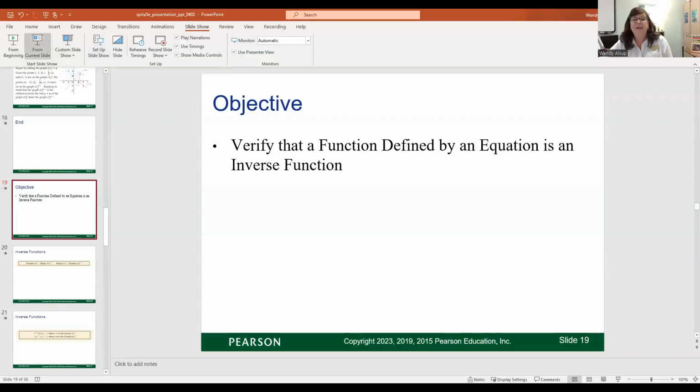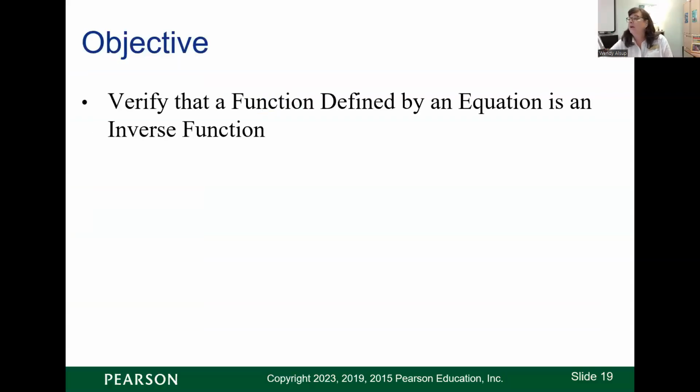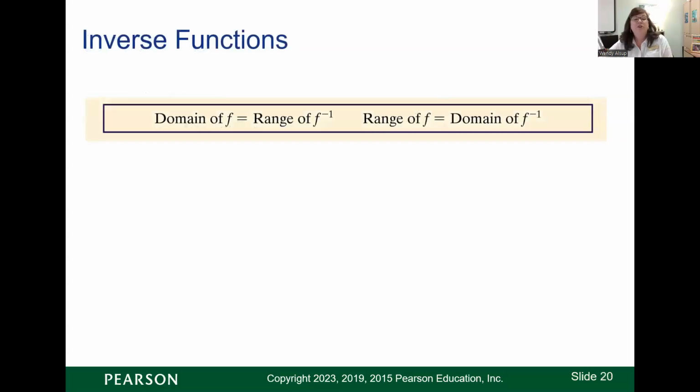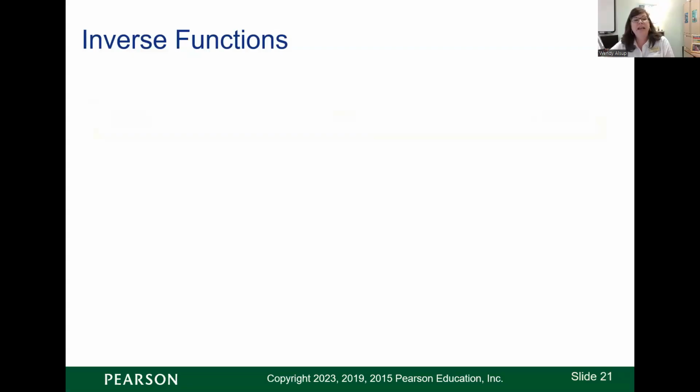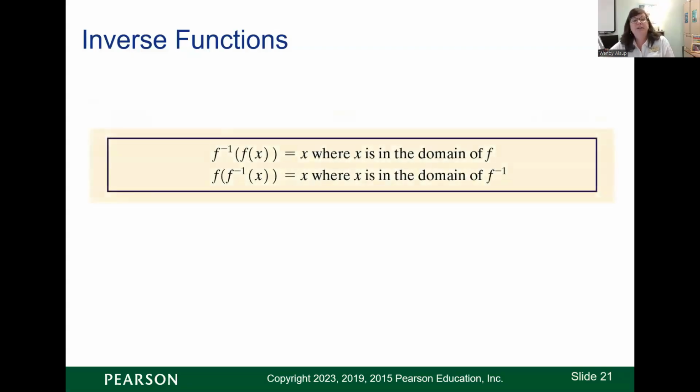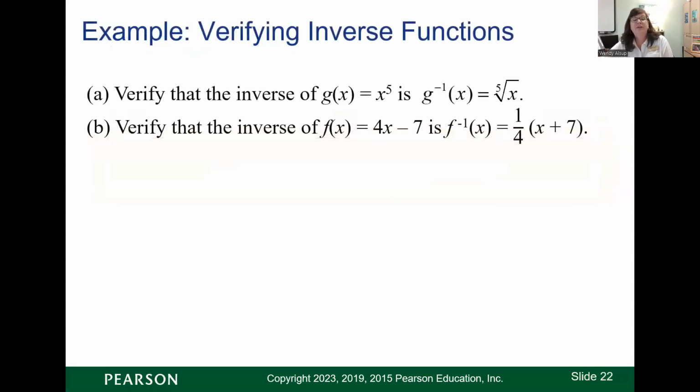Let's go from this slide right here. Remember that the domain of the original function will be the range of the inverse, and the range of the original function will become the domain of the inverse. Inverses will undo each other. So if you put x in the first and then whatever answer you get in the second, you should just get x back out. Let's verify that g of x is x to the 5th and its inverse is the 5th root of x.